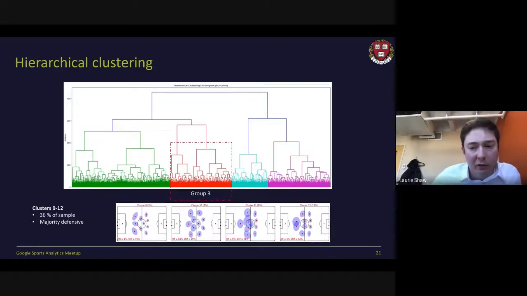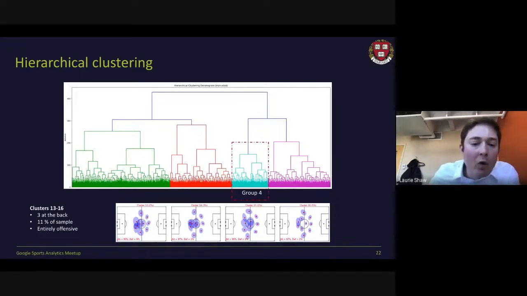So you can see in cluster 12 on the right is your sort of standard 4-4-2. Cluster 11 would be a 4-1-4-1. Clusters 9 and 10 are variants of a 4-3-3, although you could interpret these, some people might refer to these as being a midfield diamond. And these are still, again, majority consist of defensive formations with the exception of cluster 10.